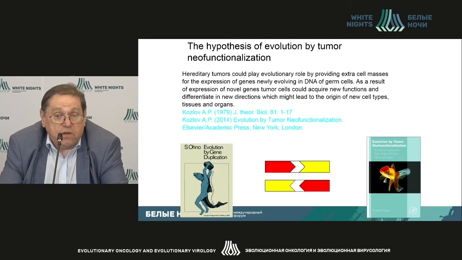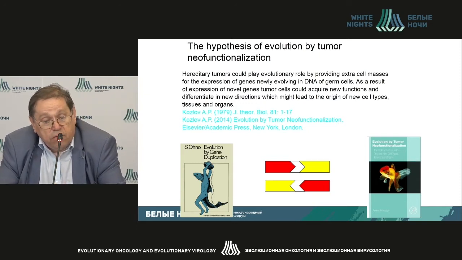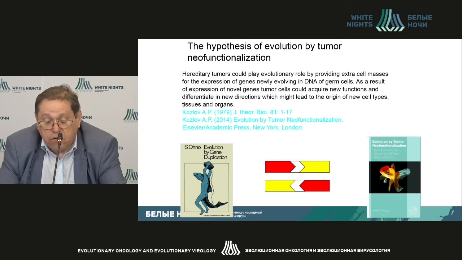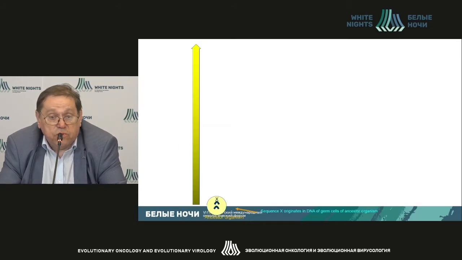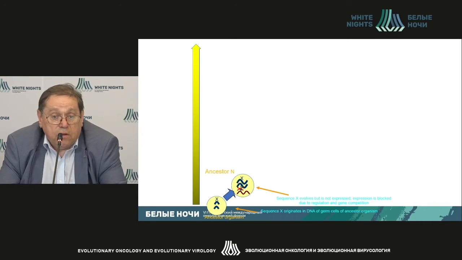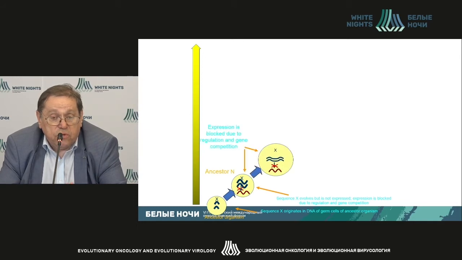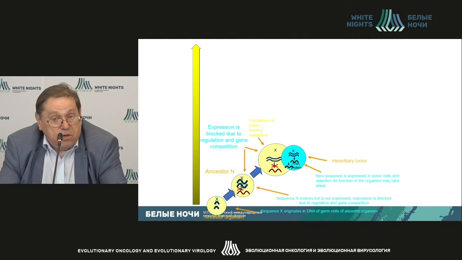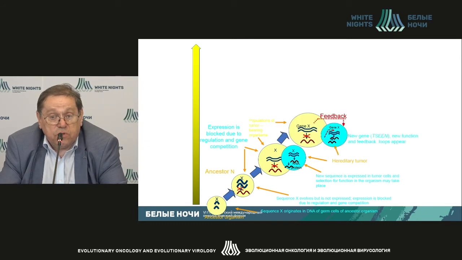We suggest that this hypothesis is complementary to Ohno's hypothesis of evolution by gene duplication, connecting this process with the processes that excessive cellular mass can provide. These are the diagrams. First, an evolutionarily new gene emerges. It can't be expressed due to gene competition because there is no place for expression. But in the tumor, in the excessive cells, there is a place for new gene expression. So they can be expressed there if some weak functions emerge.